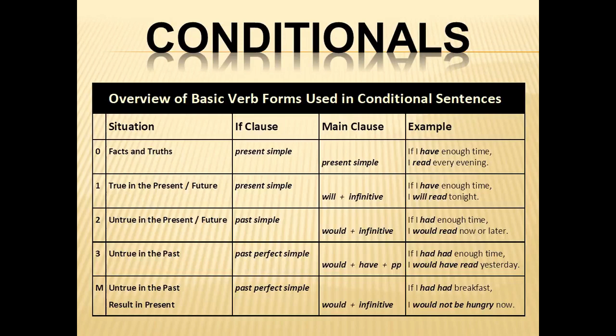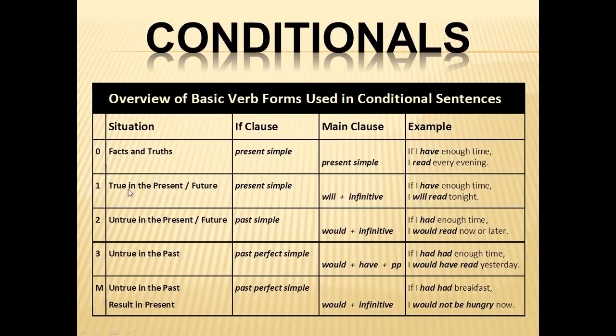Just a form for you: an overview of basic verb forms used in conditional sentences. This is the situation: if clause and main clause. For example, the zero conditional is for facts and things that are true. We use it to talk about this. In the if clause I have present simple, and in the main clause I also use present simple. This is an example: if I have enough time, I write everything. Right.